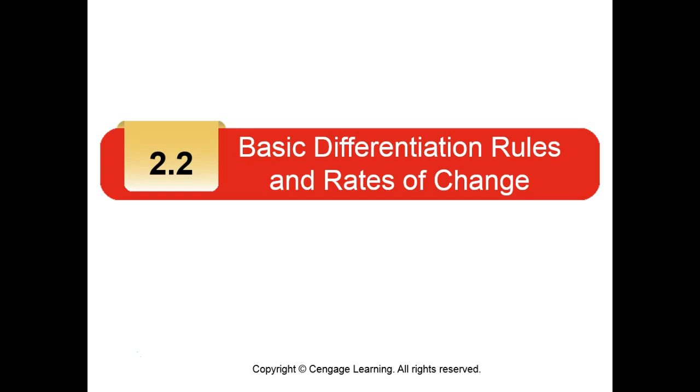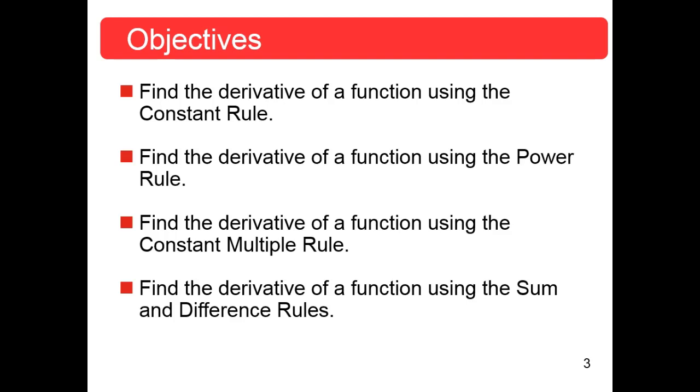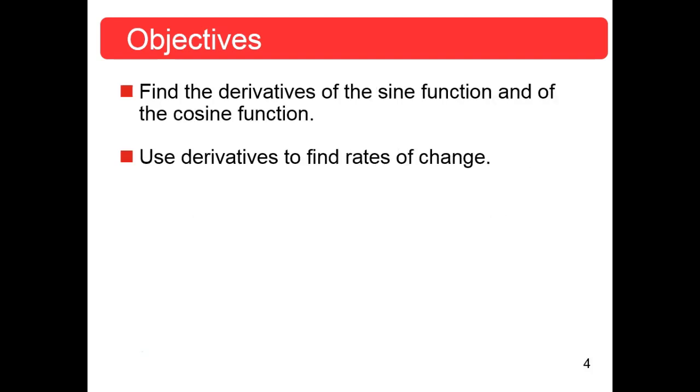Okay. Basic differentiation rules and rates of change, which we've been talking about all along. So we'll find derivatives using the constant rule. Find the derivative of a function using the power rule. We'll find the derivative of a function using the constant multiple rule, and we'll find derivatives using the sum and difference rule. All these rules, I think you'll find they're pretty simple and fairly easy to remember. But they like to name them and capitalize them even. And then we'll continue with finding derivatives of the sine function and cosine function, and we'll use derivatives to find rates of change.